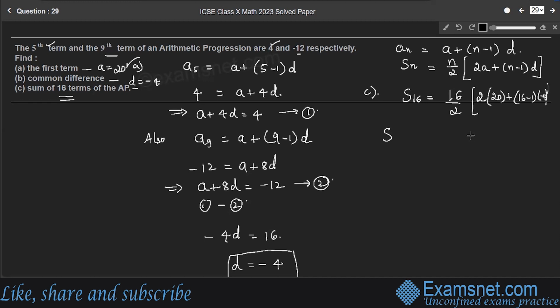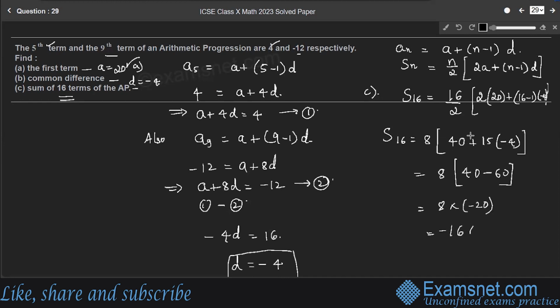Right? Therefore, S16 is equal to 8 into, so 20 into 2, 40, plus 16 minus 1, 15 into minus 4. 8 into, so 40 minus 60. So 8 into minus 20, which is minus 160, is the sum of 16 terms, right? Therefore, S16 is minus 160, right?